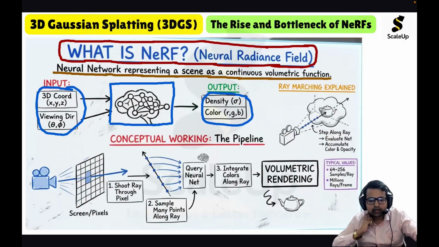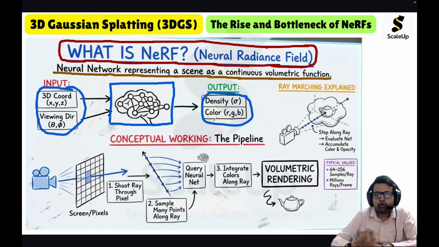That is the idea. So the input is 5 dimensional, that is x, y, z, and theta and phi. The x, y, z is the spatial location, and theta and phi is the viewing direction. And the output is 4 dimensional, that is the color, that is RGB, and the volume density, that is the sigma.